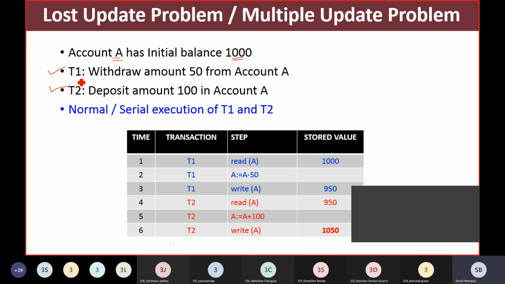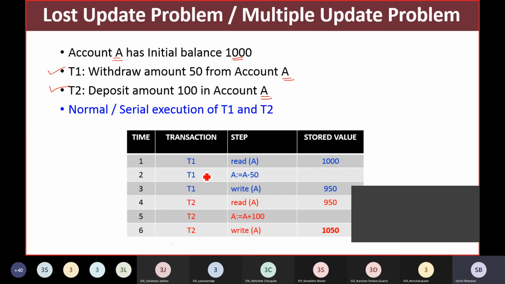So what is this transaction T1 doing? Transaction T1 is simply withdrawing amount 50 from account A, whereas transaction T2 is depositing amount 100 in account A. So both the transactions are dealing with the same account, account A. The first transaction is withdrawing the amount and the second transaction is depositing the amount.